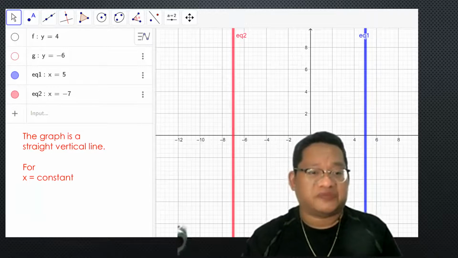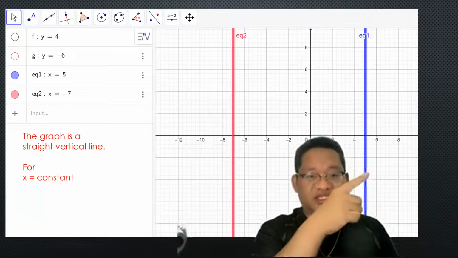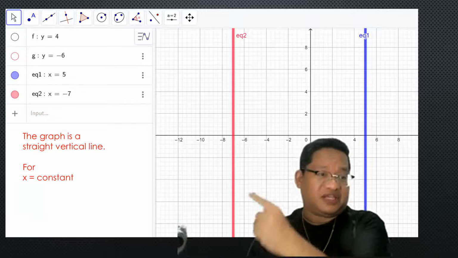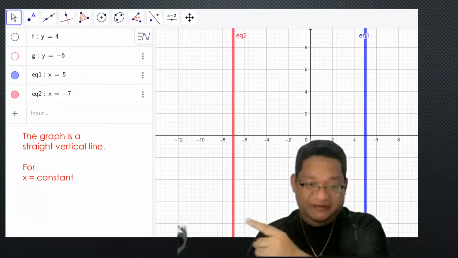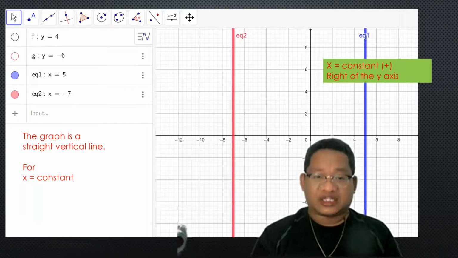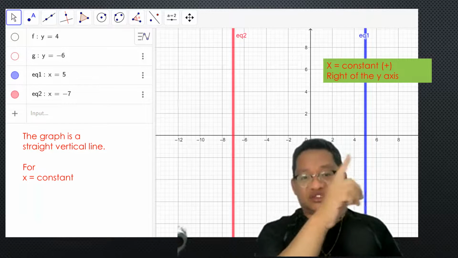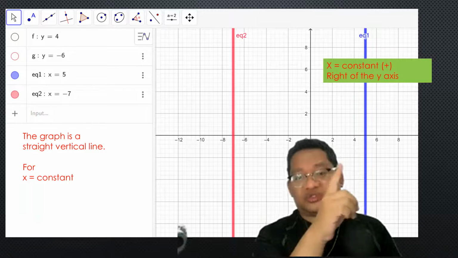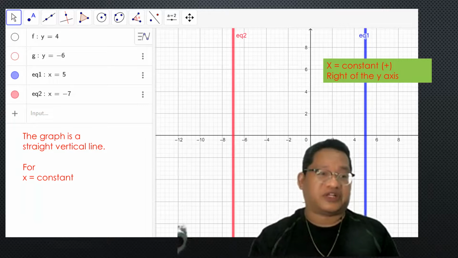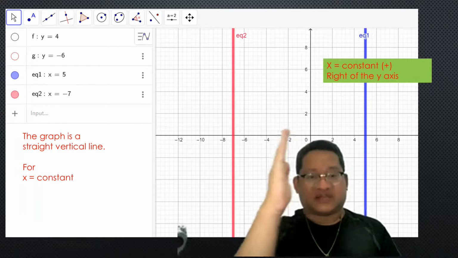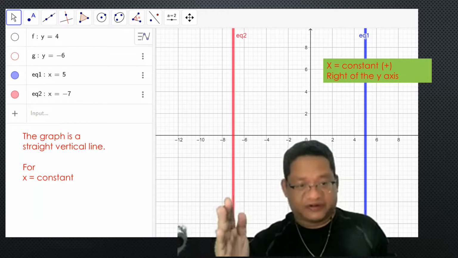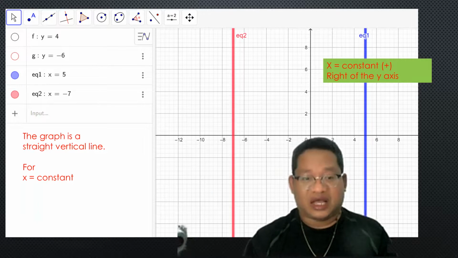For example, the one in blue here is the graph of x is equal to 5, while the red here is the graph of x is equal to -7. As you can see, if x is equal to 5, it goes 5 units to the right and is vertical. The red one is x is equal to -7, so it goes 7 units to the left, and that's vertical. So that's how it works.